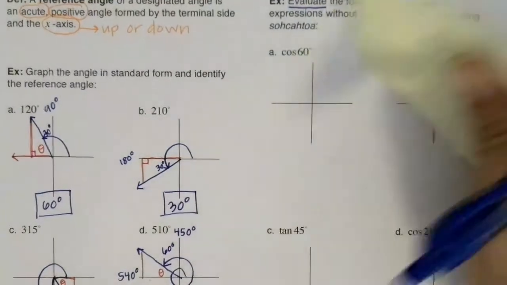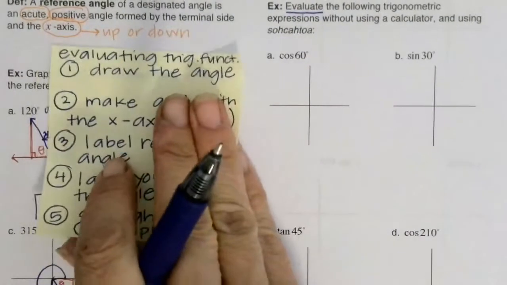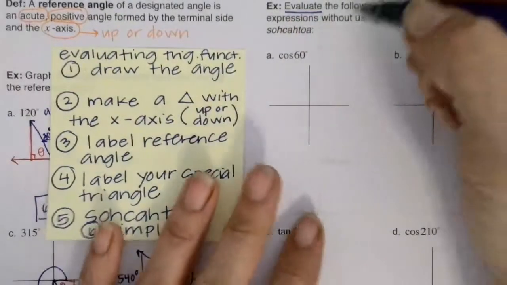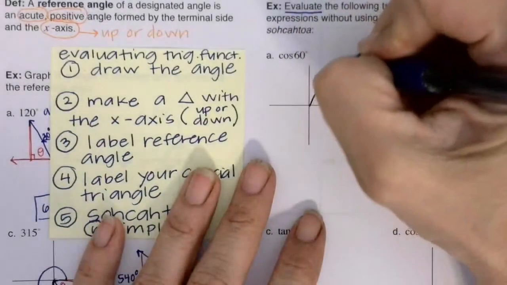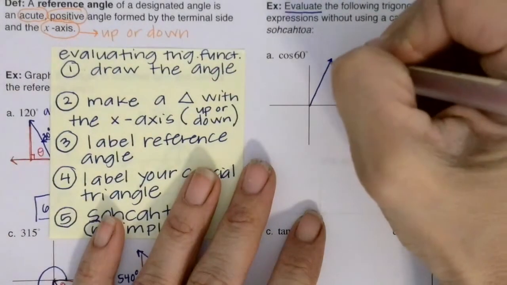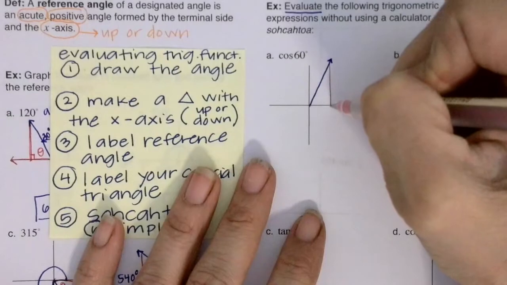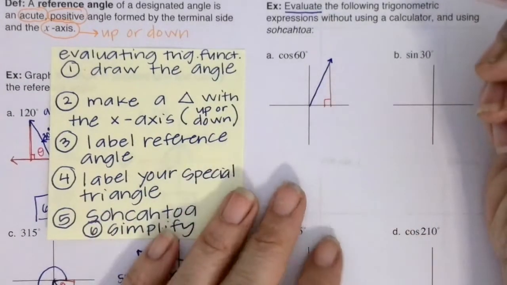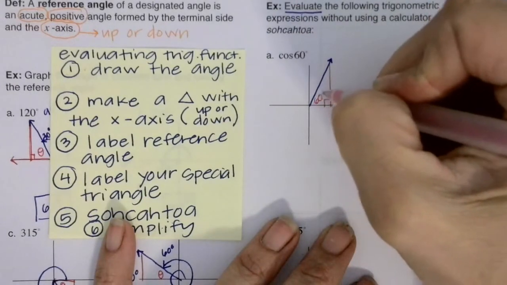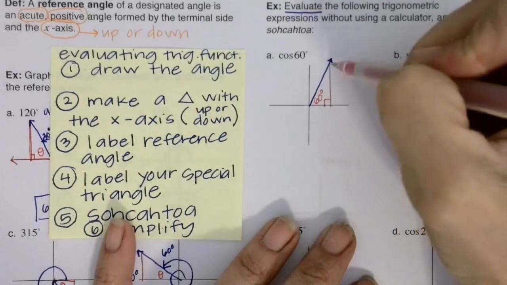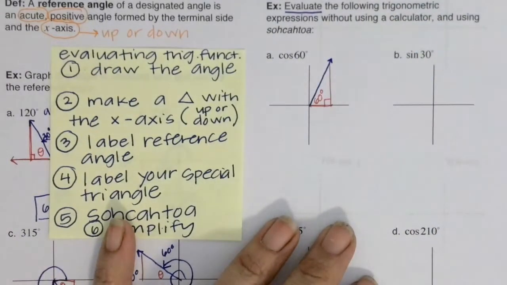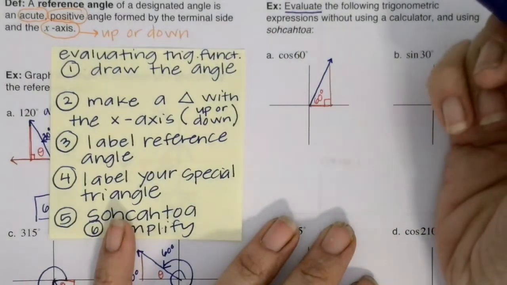Alright, so I'm going to kind of keep this right here so we can reference it as we do this. First thing, draw the angle. 60 degrees, alright, is about right there. Next step is to make a triangle with the x-axis. So in this case, the line comes down to the x-axis. Label your reference angle. Well, what is this angle? It's a 60-degree angle. How do I know? Because that's the angle between the x-axis and where 60 degrees is. So they just happen to be the same because they're in quadrant 1.